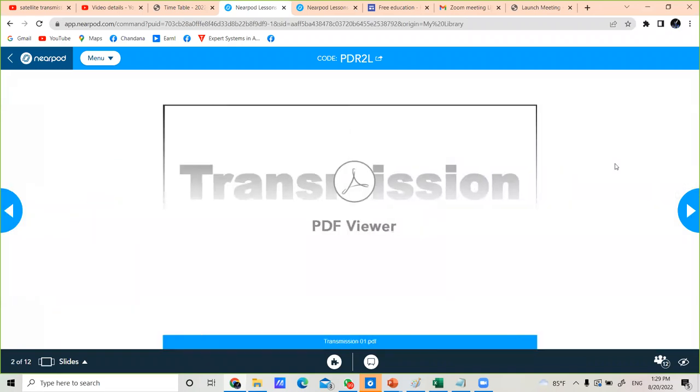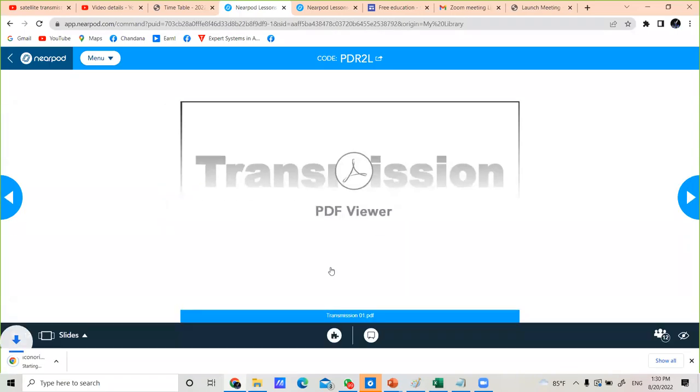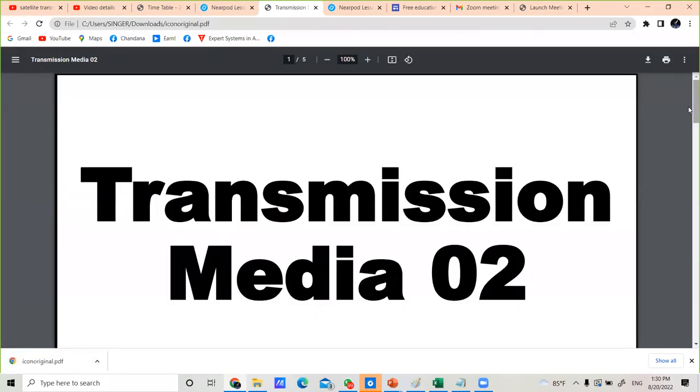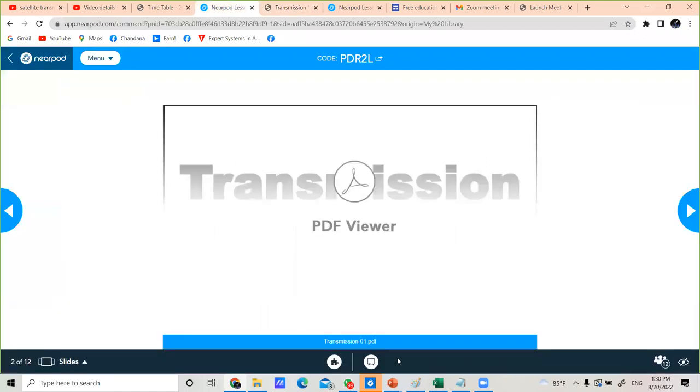Here in this tool, the first slide for the note, right? Actually, in your system, you can also download this note by clicking the link transmission 01. The link is available at the bottom of the screen. If you click on this link, your PDF note downloads to your computer. Then keep this note in your computer's folder, or you can get a printout and maintain it as a separate file. Right. Transmission media here.